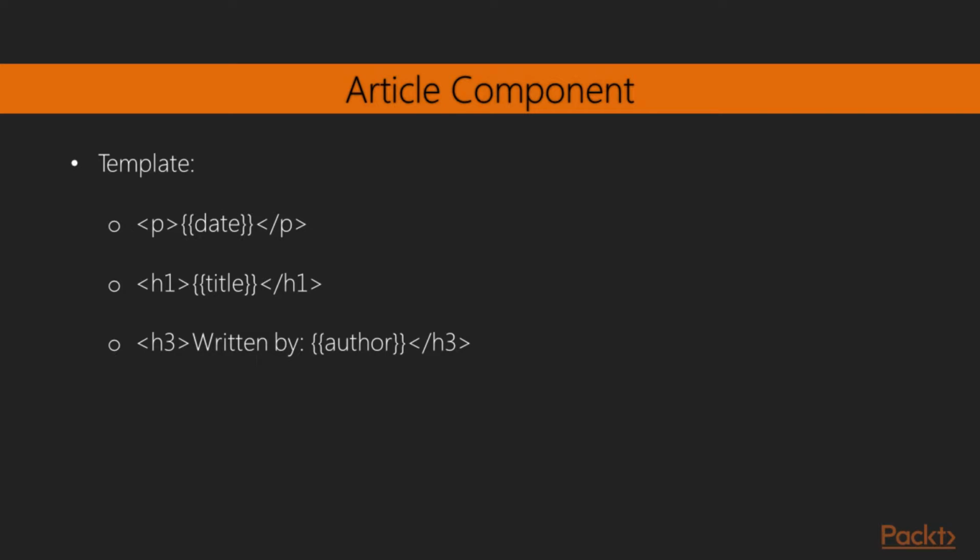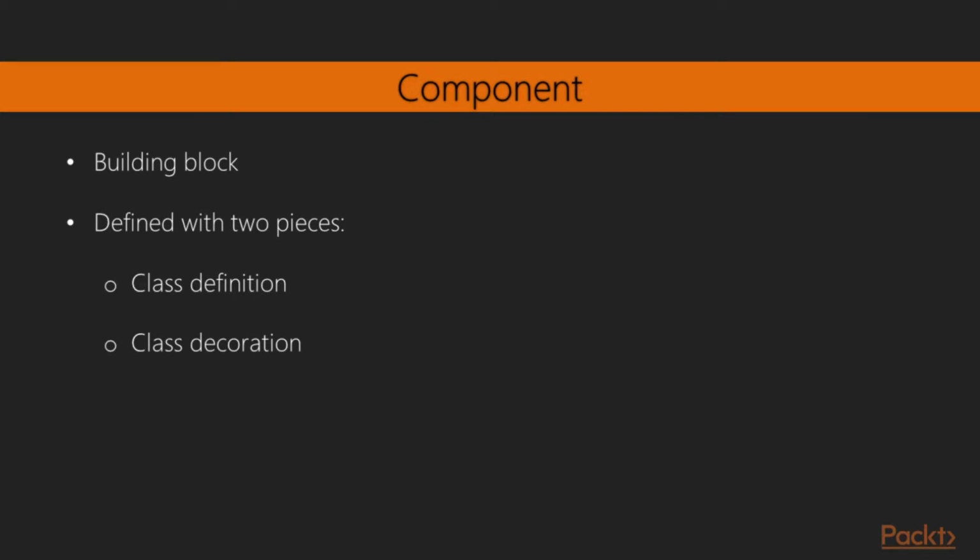So, now we will create a simple article component with a pseudo template that looks like this. We will be creating a component that will live inside its own HTML tag, render the template, and interpolate the values. So, let's see how to do it. The elemental building block of Angular 2 applications is the component. This component could generally be defined with two pieces, the core class definition and the class decoration.